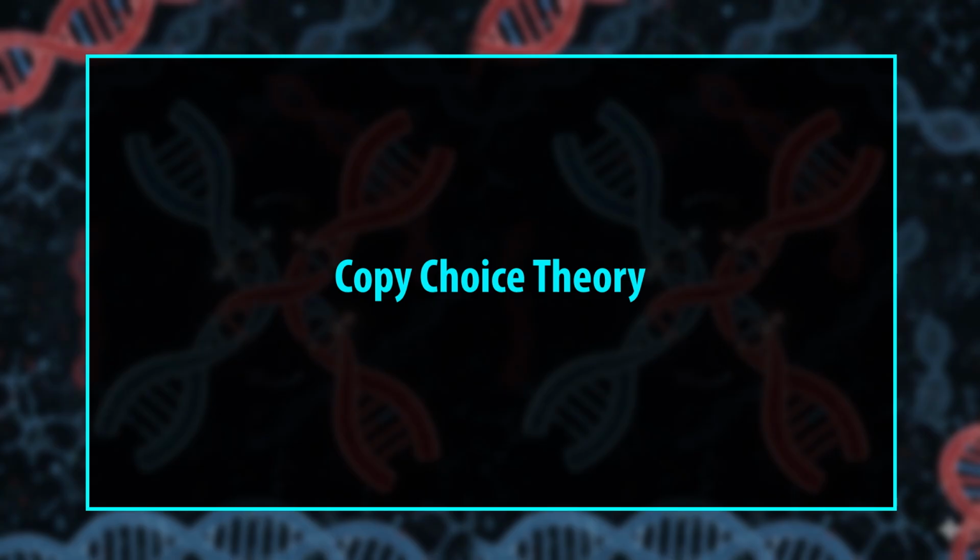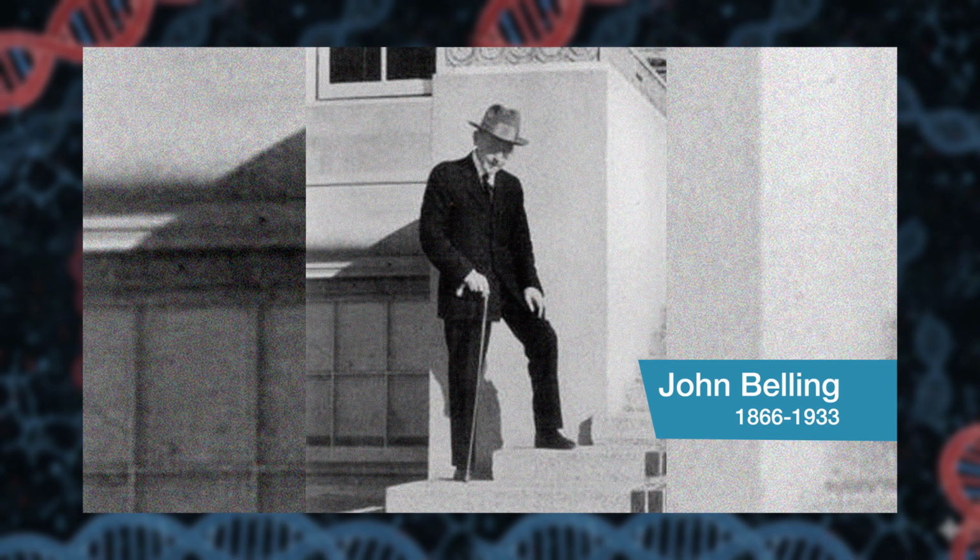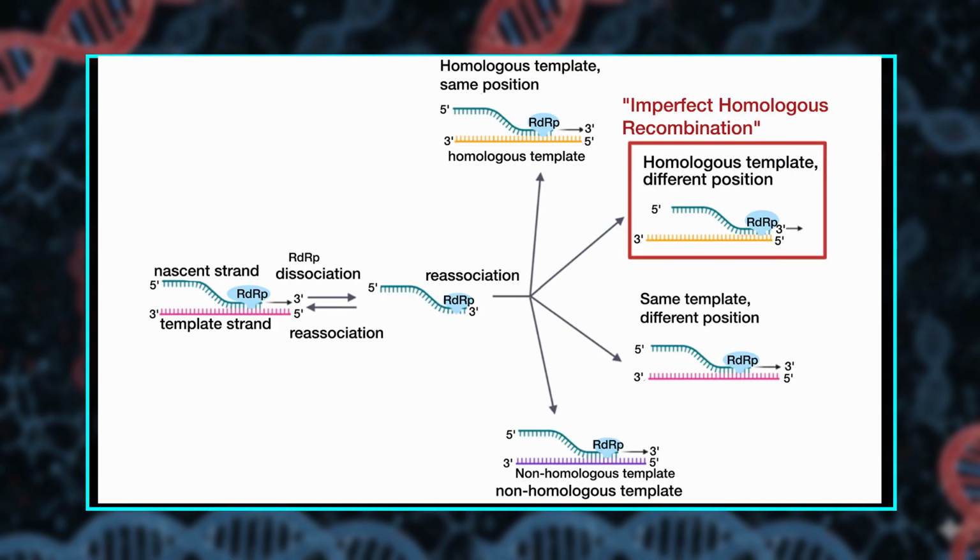Copy choice theory. This theory was proposed by Belling in 1931. It states that the entire recombinant section or part arises from newly synthesized sections. The non-sister chromatids, when they come in close contact, copy some section of each other, resulting in recombination. According to this theory, physical exchange of preformed chromatids does not take place.